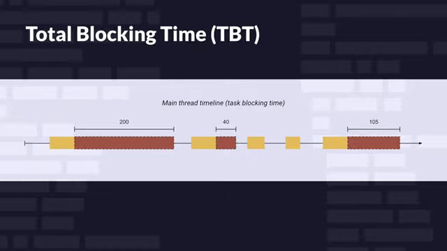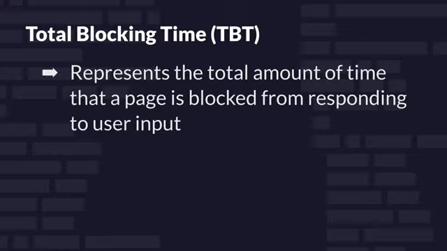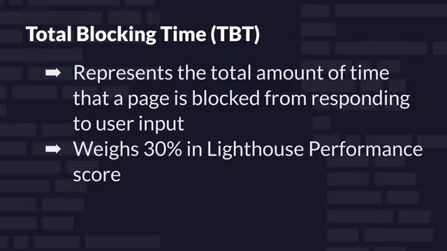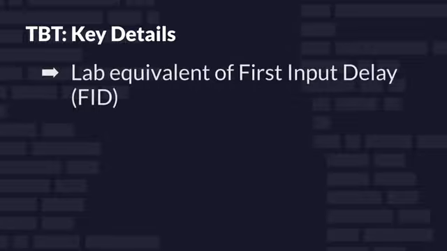Another thing to think about is the total blocking time, or TBT. This represents the total amount of time that a page is blocked from responding to user input, such as mouse clicks, screen taps, or keyboard presses. It's 30% of the Lighthouse performance score weighting. What does it measure? This measures the time between first contentful paint and time to interactive. It is the lab equivalent of first input delay, the field data used in the Chrome User Experience Report and Google's Page Experience Ranking Signal.